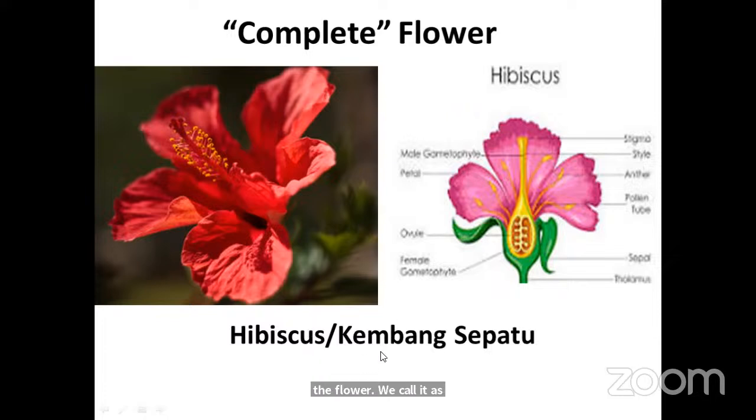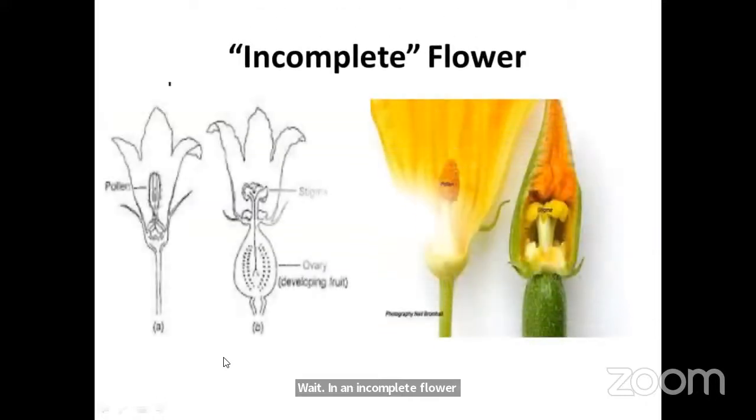When we say incomplete flower, in an incomplete flower, one of the essential parts is missing. It's either that it has no sepal or it has no stamen. One of the four essential parts is missing. We call it already an incomplete flower. So we got here some examples. Examples of incomplete flower would include squash.